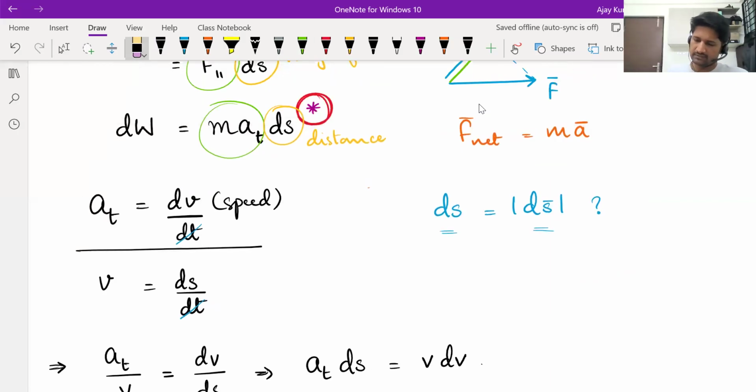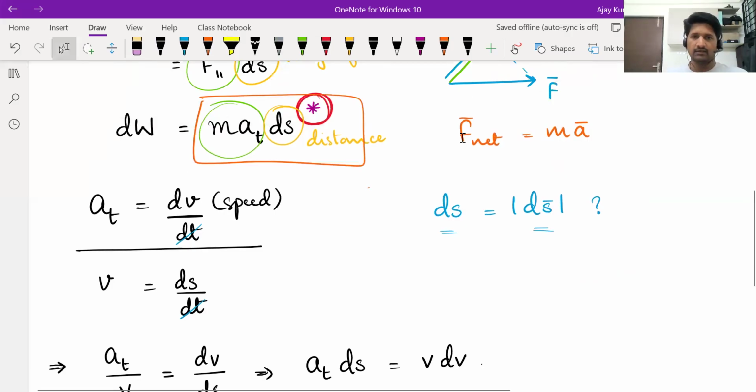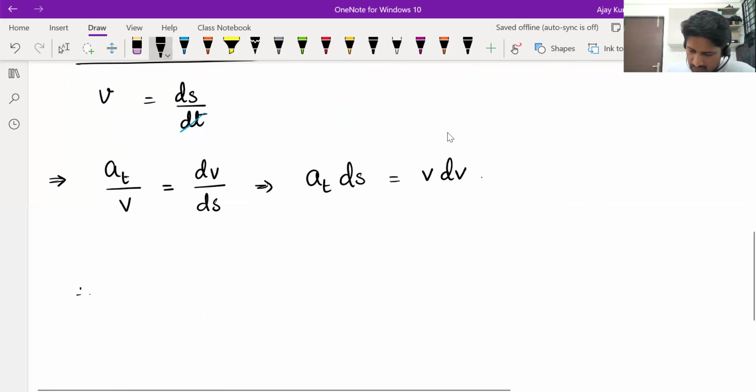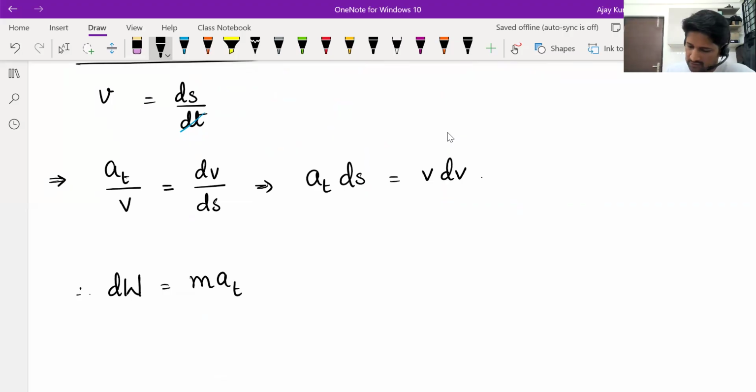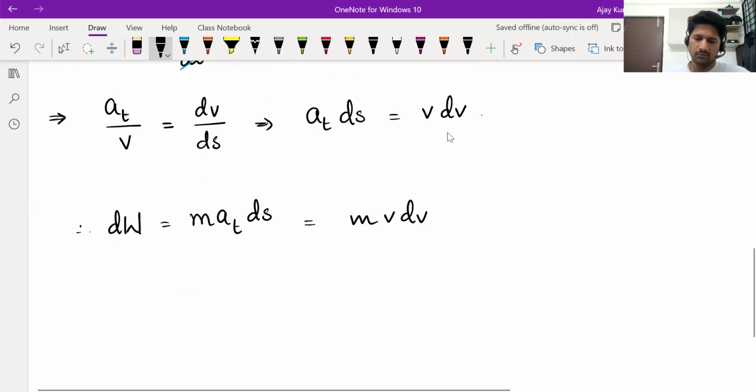We will substitute this a_t ds is v dv over here in the work done. Why? Because we want to relate work to kinetic energy of an object. Kinetic energy depends on speed of the object. So you should somehow get speed into this equation. That's why we are doing all this. So dW can now be written as, it was earlier m a_t, that is the net tangential force, and the small distance. We will now write this as m v dv. dW is m v dv.